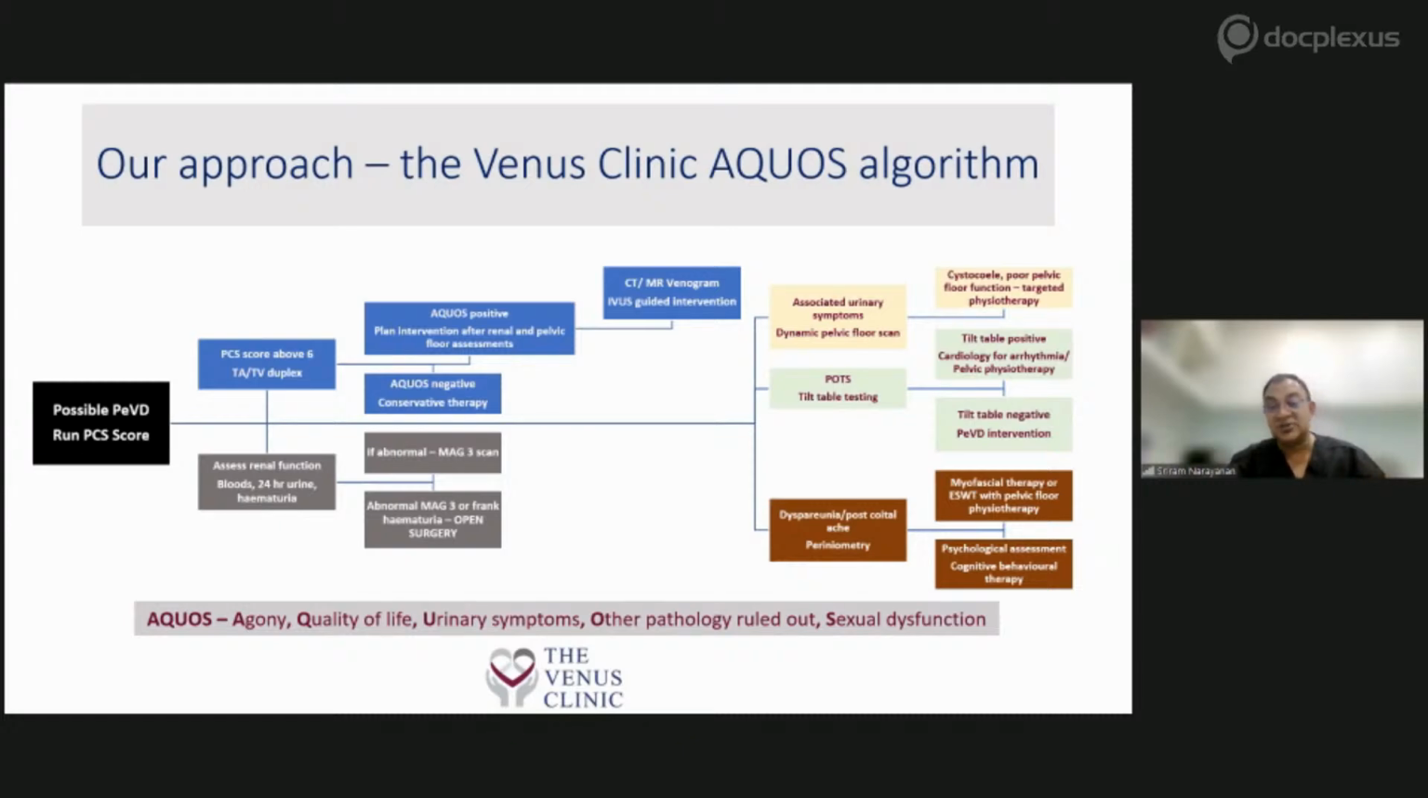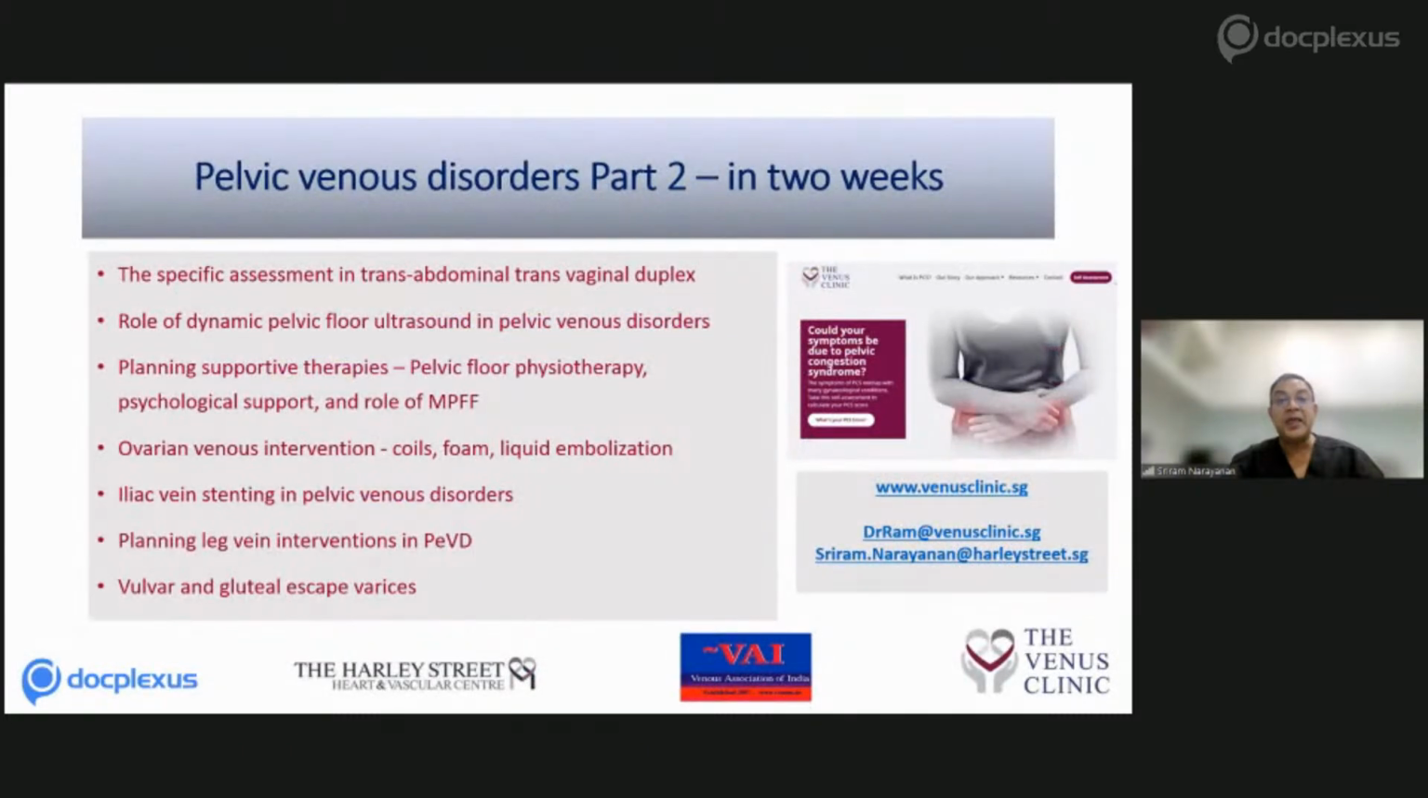And I'm introducing you to this algorithm today, but how we use this algorithm for diagnostics and treatment, I will talk about in 2 weeks' time. So in 2 weeks' time, we will essentially be dealing with pelvic venous disorders, on a slightly more technical level, and we will look at specific assessments on a transabdominal, transvaginal duplex. What is the role of a dynamic pelvic floor ultrasound? What are we looking for? How do we plan these supportive therapies in terms of targeted pelvic floor physio, psychological support? What's the role of Daflon? Which patient for how long, at what dose?